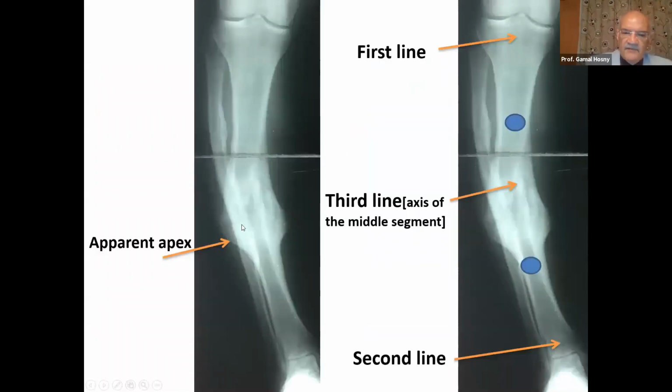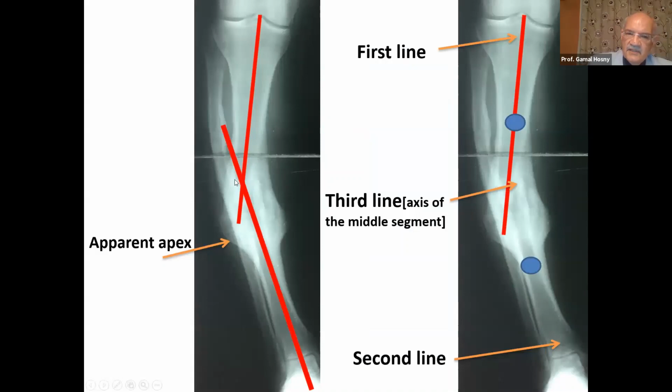Again, this is the apparent apex. We draw the anatomical axis of the proximal segment and the distal segment. They are going to meet not at the apparent CORA, so we have to draw a third line. This third line represents the middle segment. When we draw the middle segment line, it will meet the proximal line in the proximal CORA and the distal line in the second CORA. So we have two CORAs. We need two osteotomies to correct this C-shaped deformity.